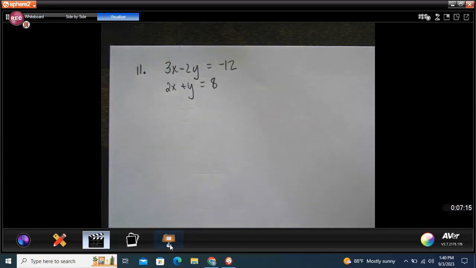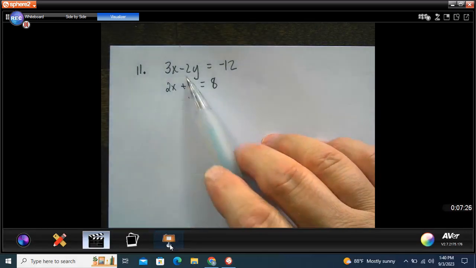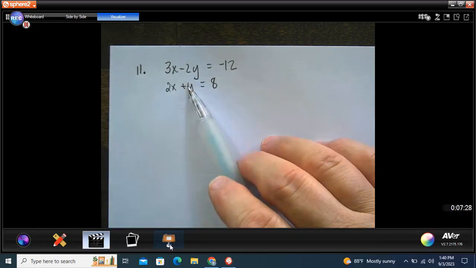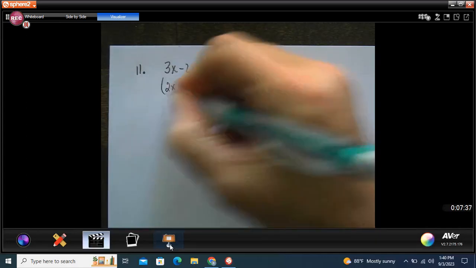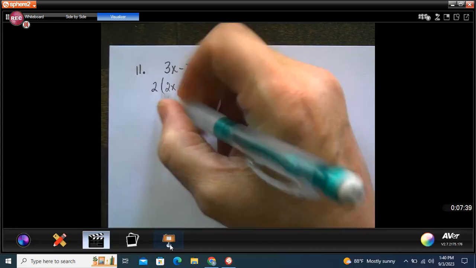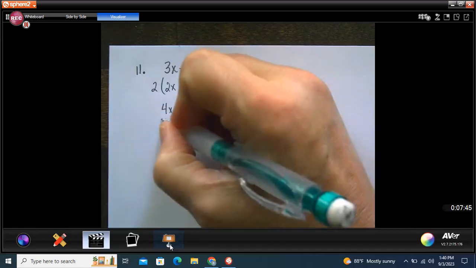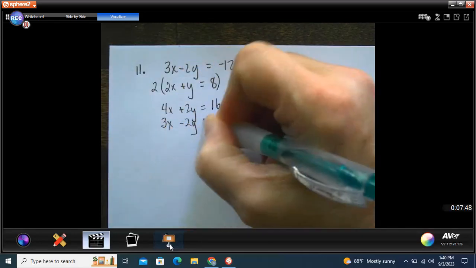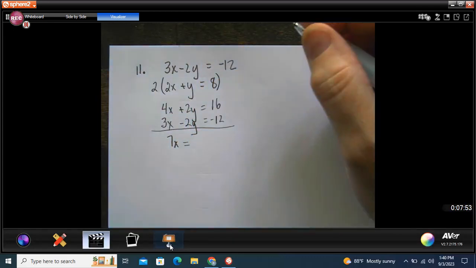Okay. And so, in my plan, I look for, does something have a coefficient of 1? And that y right there does. And then I look above, and that's a -2y. So if I could make this a +2y, the y's would drop out, and I would be able to solve for x, and then plug that in and find y. So my plan is I'm going to multiply this by 2 and get 4x plus 2y equals 16. Then I'm going to rewrite that top equation underneath there, and I get 7x equals 4.